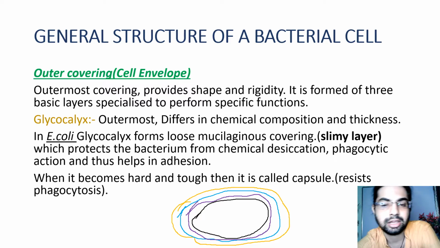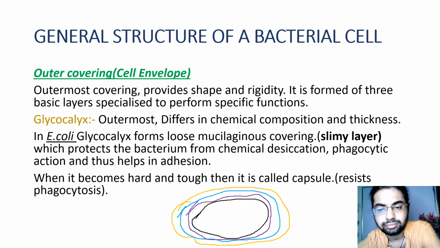In E. coli, Escherichia coli, a gram-negative bacteria, this glycocalyx forms a loose mucilaginous covering, a slimy layer, and it protects the bacterium from chemical desiccation, that is attack of any foreign chemicals, and phagocytic action, and also helps in adhesion. So this layer of the cell envelope, the glycocalyx, has many functions like protection and adhesion, and it forms the outer layer of the cell envelope.